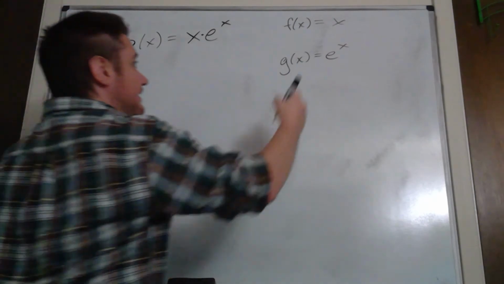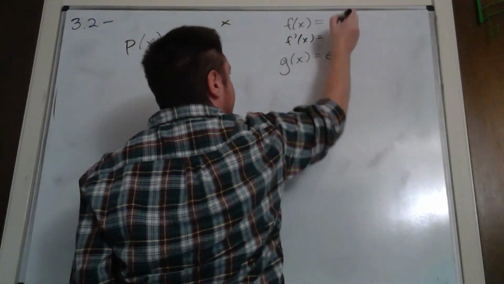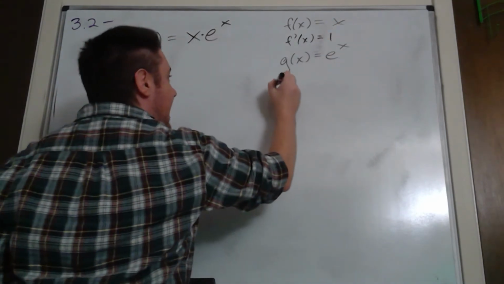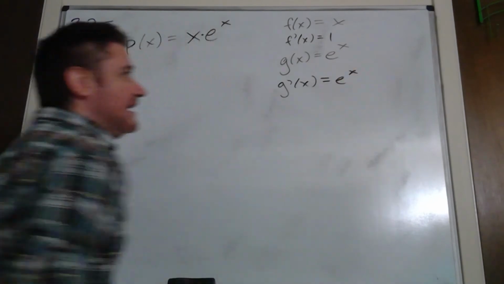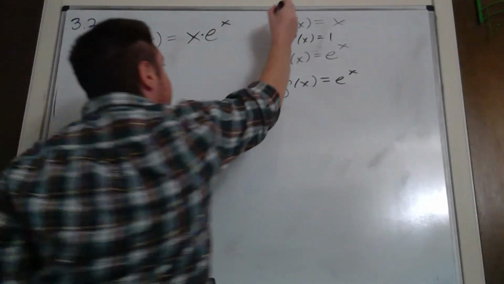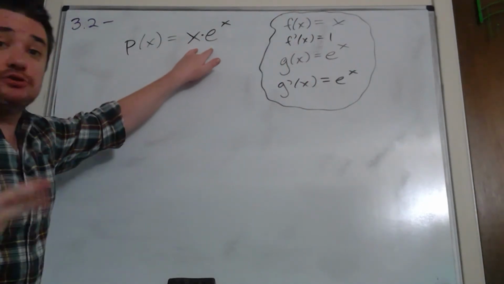So I'll set up my pieces over here. F prime of this function, the derivative of just the function x is just a 1, and what we saw from the previous section is the derivative of e to the x is itself, e to the x. Okay, so I've got these 4 pieces, and now let me go ahead and plug everything into the derivative rule.